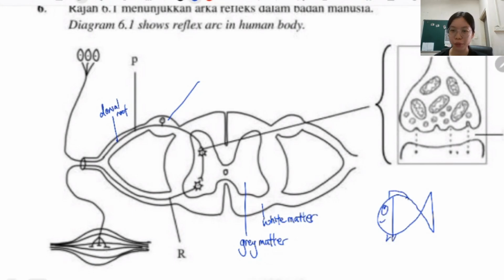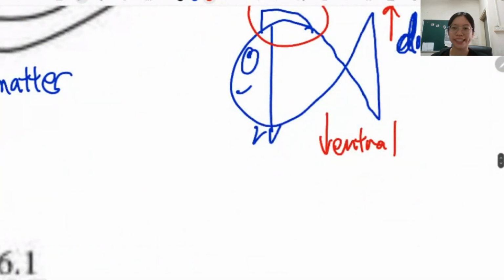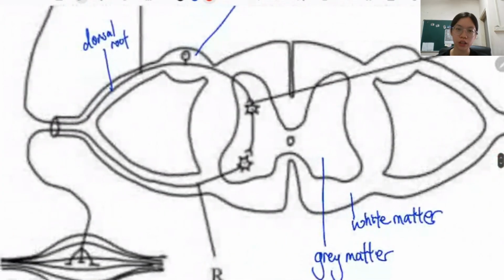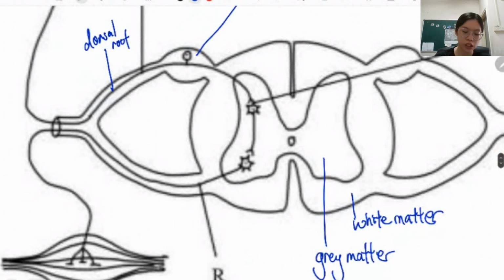Okay, so dorsal is the one that you can see the D, right? It's pointing upward. So here is the dorsal fin, the dorsal part. What about ventral? You can see the arrow, right? Ventral is pointing downward, at the bottom part. So how are you going to identify? Normally the top part is dorsal root, pointing down is ventral root.